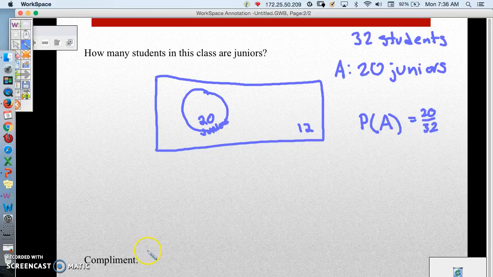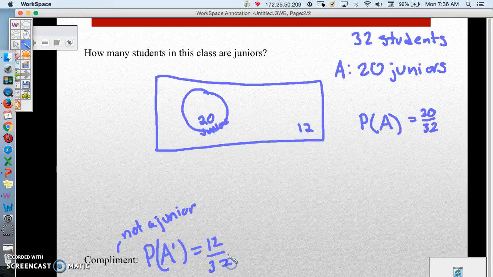The complement, you'll see it as the probability of A prime, would be that you are not a junior. So we would have 12 out of 32. That's the first vocab, and you've seen complement in angles. Angles add up to 90, and in probability, the complement adds up to 100%.